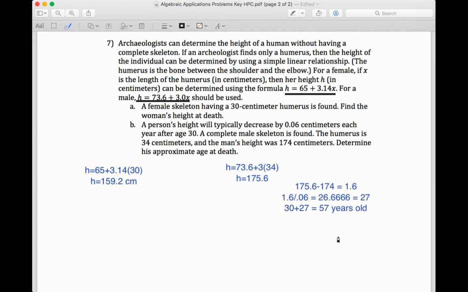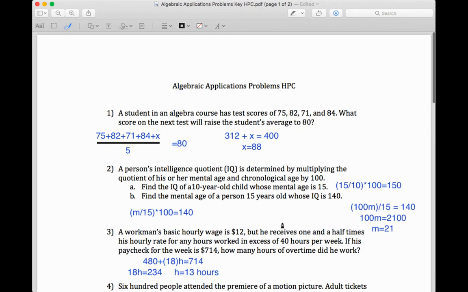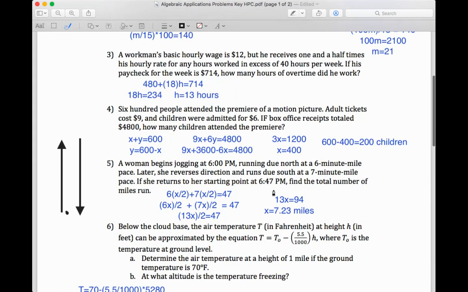Okay, so this solution is on Canvas as well if you want to go back and look at it again. Here are the explanations for why it works. If you still have questions, please, please, please let me know.